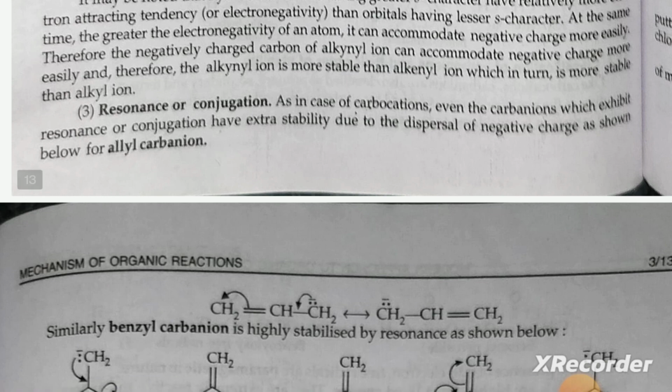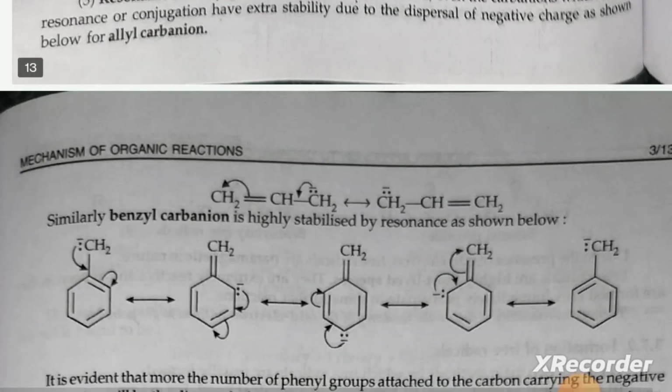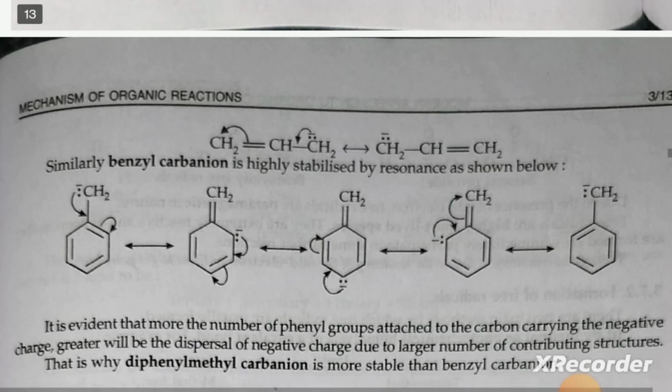As in the case of carbocation, even the carbanion which exhibits resonance or conjugation has extra stability due to the dispersal of negative charge, as shown below for allyl carbanion: CH2=CH-CH2⁻ gives a resonance sign CH2⁻-CH=CH2. Similarly, benzyl carbanion is highly stabilized by resonance as shown below.